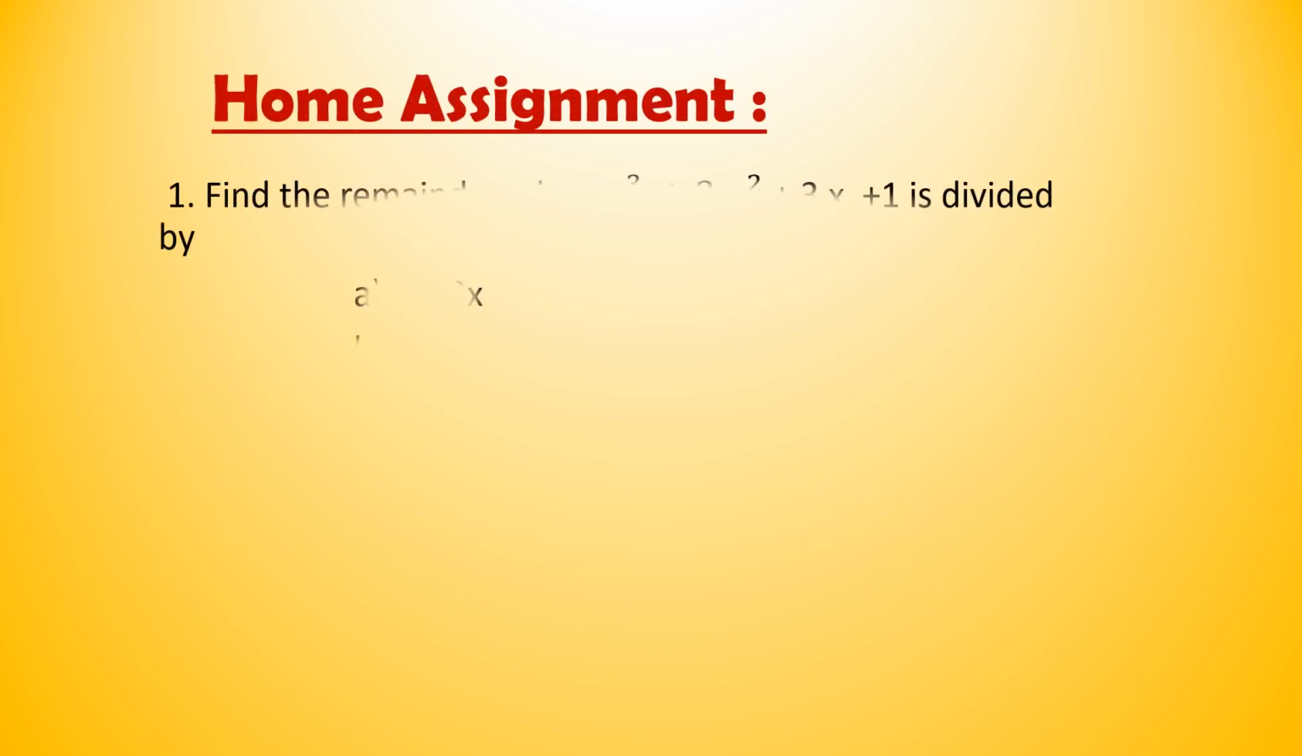So in today's class, we have studied the factor theorem and we have solved exercise problems of the remainder theorem. So here are some home assignment questions. Find the remainder when x cube plus 3x square plus 3x plus 1 is divided by, first one, 5 plus 2x, second one, x. Here get the value of x in this case and substitute it in the equation p of x, which is equal to x cube plus 3x square plus 3x plus 1.